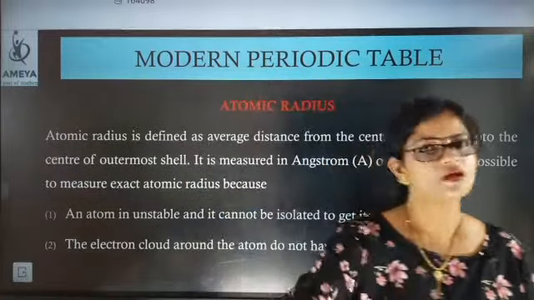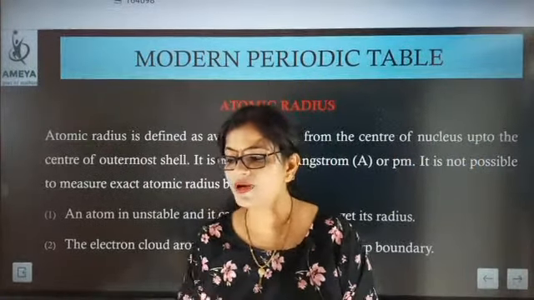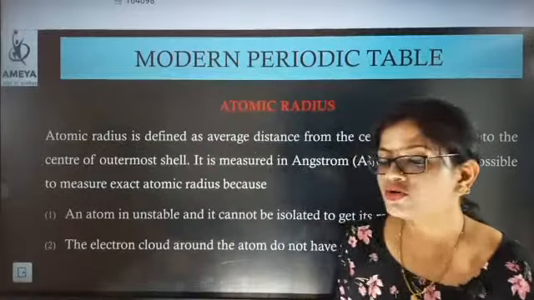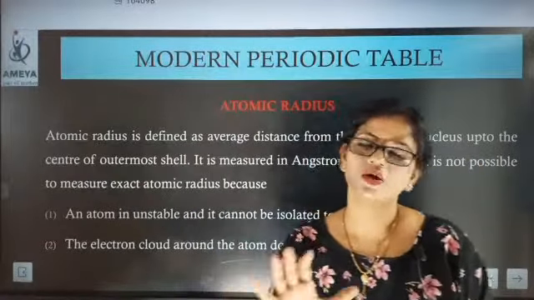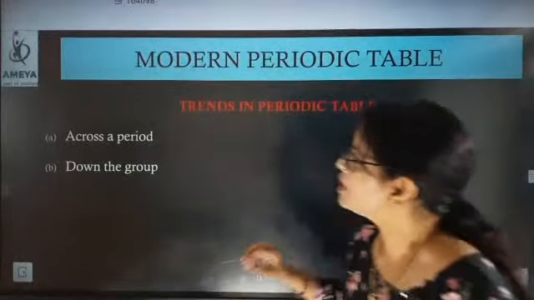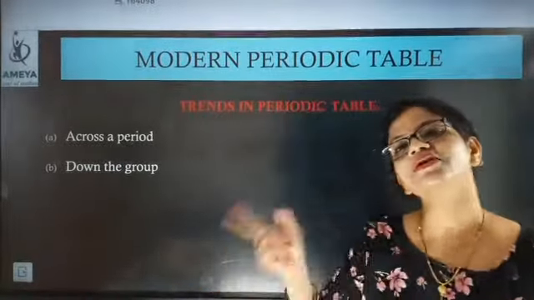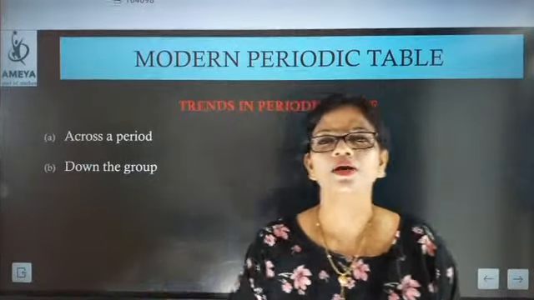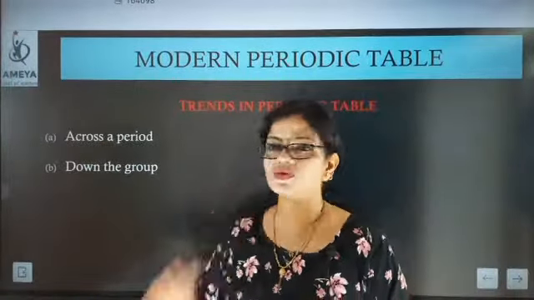Yes, noble gases you will be able to find. Noble gases are exactly quite stable, and monoatomic. So now we are going to understand the trend of atomic radius across the period and down the group.